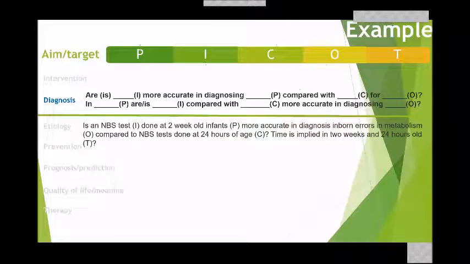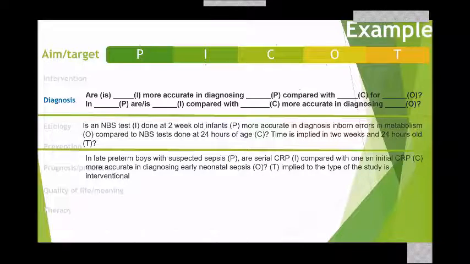The time here, as I said earlier, implies the 2 weeks and the 24 hours of age. So I am going to repeat the question because it will make it more fun. Is the newborn screening test done at 2 weeks old infant more accurate in diagnosing inborn error of metabolism compared to the newborn screening test done at 24 hours of age?